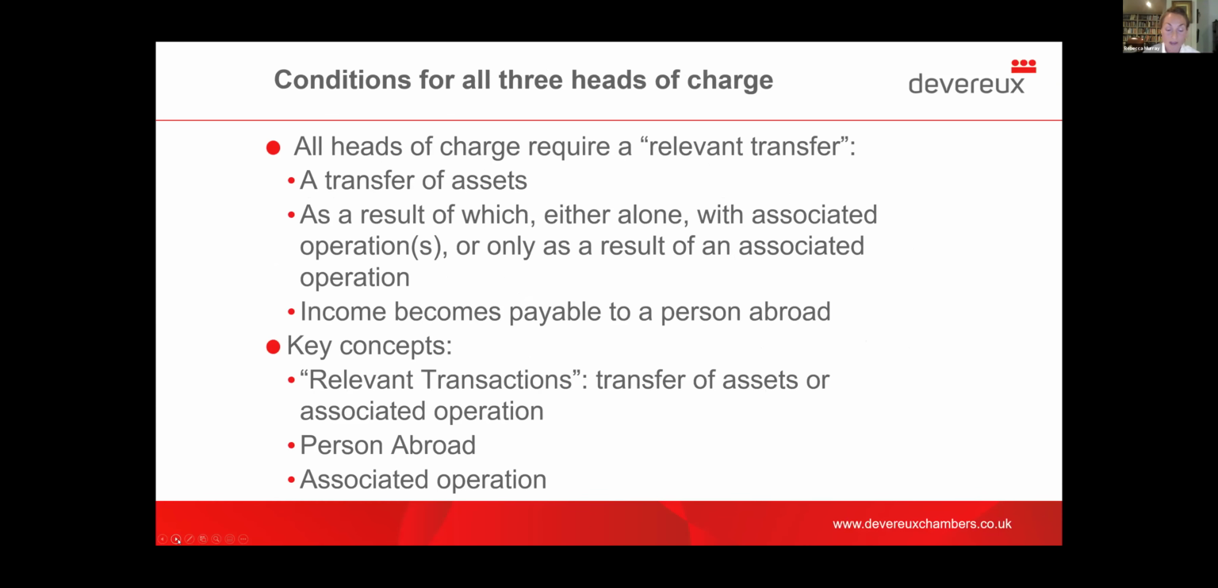So we are told at the start of the chapter in section 714(2) that the charges only apply if a relevant transfer occurs.